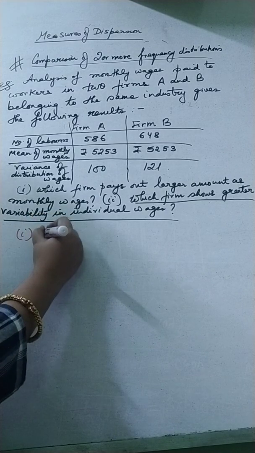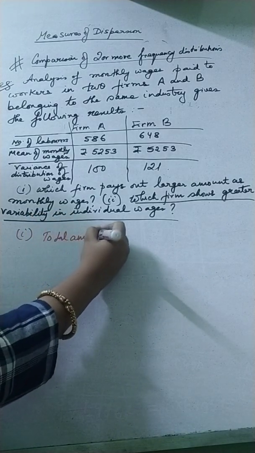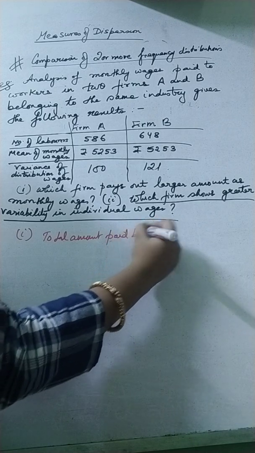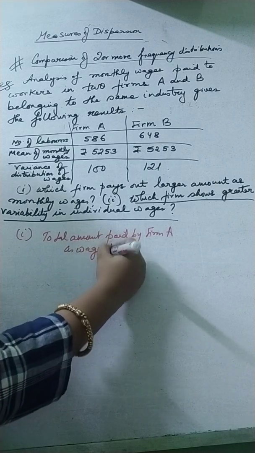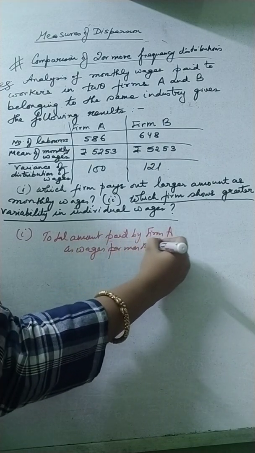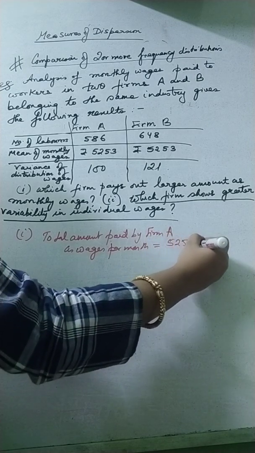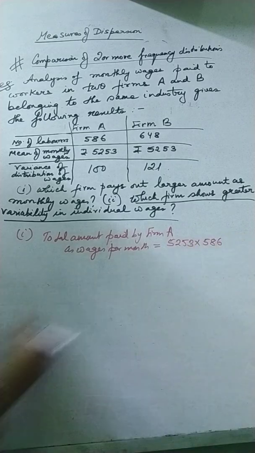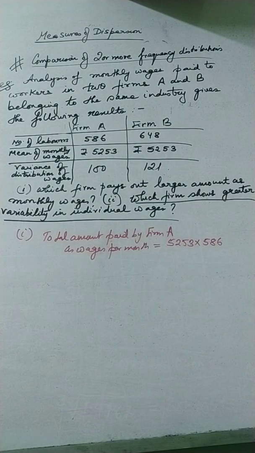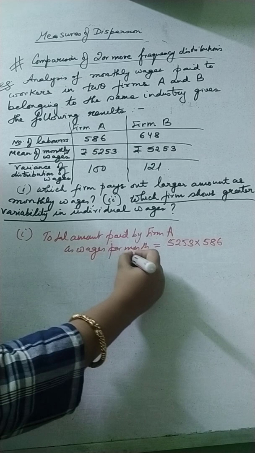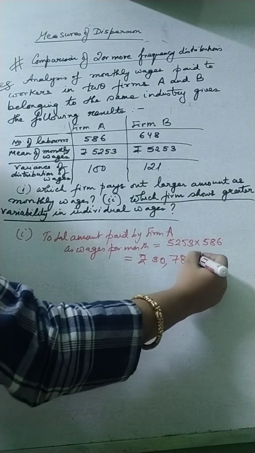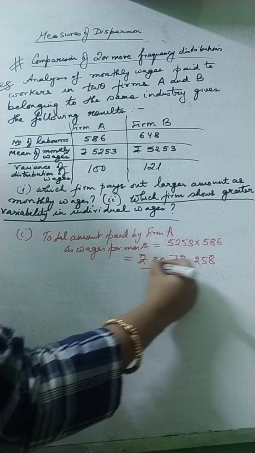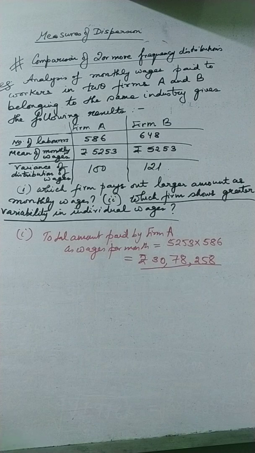So we will write total amount paid by firm A as wages per month is how much? It's 5253 into the number of laborers 586, isn't it? 5253 is being paid individually and 586. This will come to how much? Calculation you can do easily. It is rupees 3078258. Okay, you can check and see.